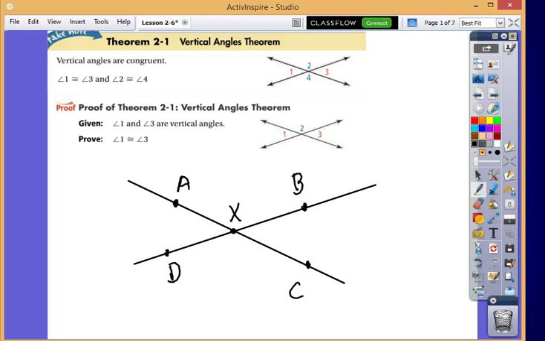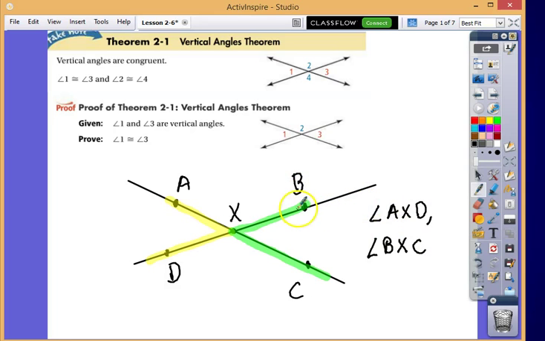I want you to get with your table partner right now and identify two vertical angles out of this drawing. So two angles that are vertical angles could be angle AXD and angle BXC. So how would we write that? Angle symbol AXD, remember the vertex is always in the middle. Angle symbol BXC. So here's a little bit of review for your Unit 1 retest.